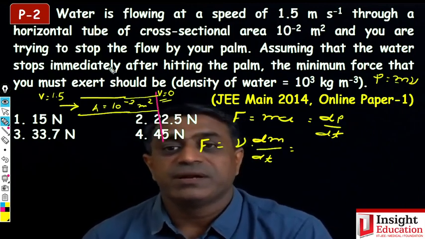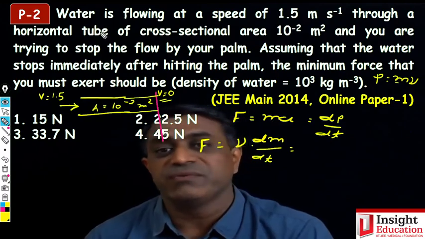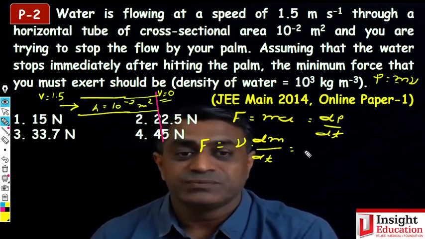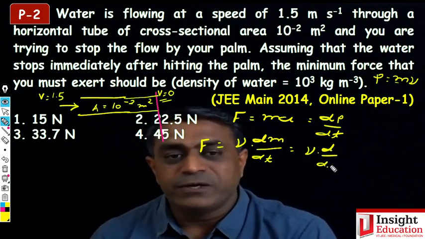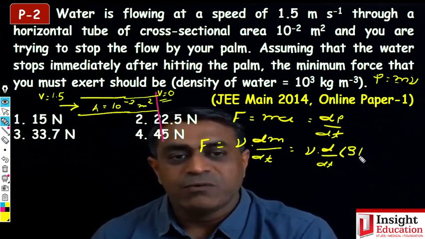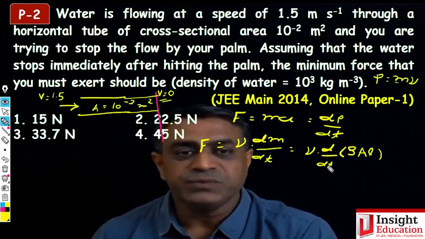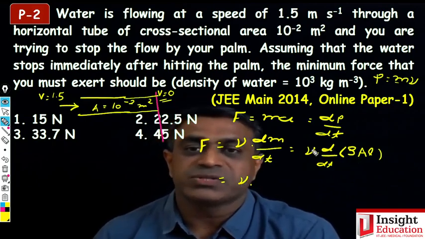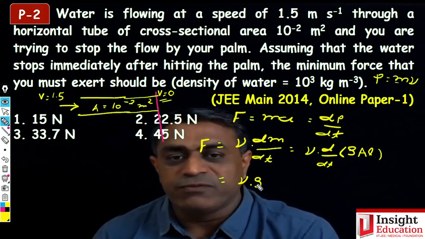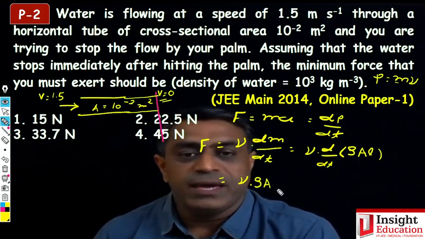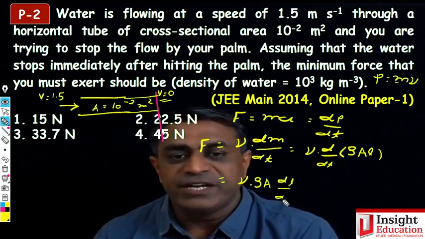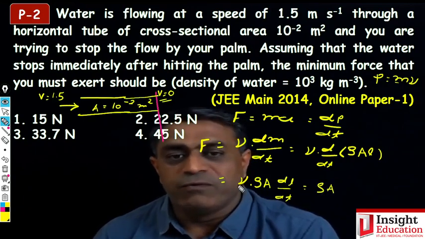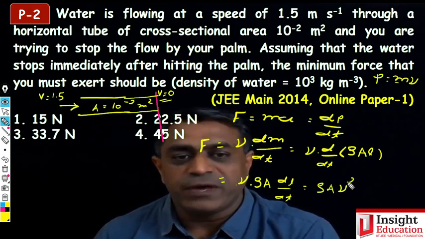Mass is not given here, so we can consider water. The density of water is constant, so replace mass by density and volume. So V d by dt of rho into volume. Volume means area into length. Now I can consider V constant, density constant, cross-sectional area constant. So I can write V rho A dl by dt. And dl by dt is again velocity. So rho A velocity into velocity, that is rho A V square.